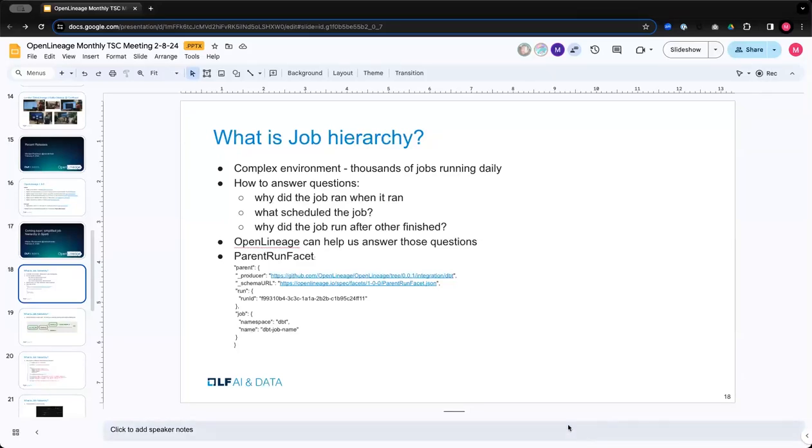So there is a parent run facet, which we can see an example of below. And for the given run, it gives us the UID and job of the parent job. So what is a parent job? In our nomenclature, it's a job that scheduled this particular event. So let's look at an example.